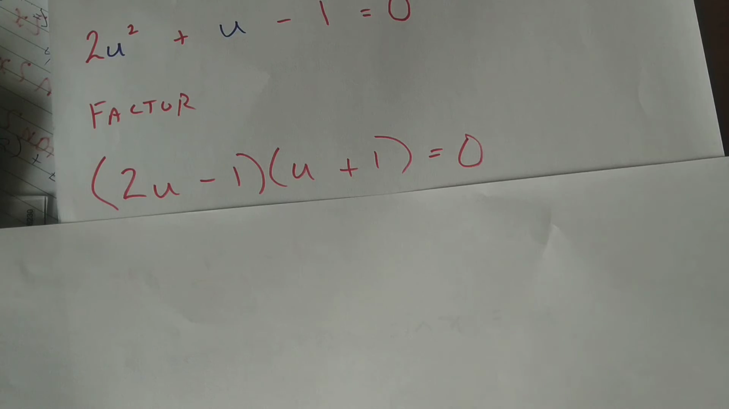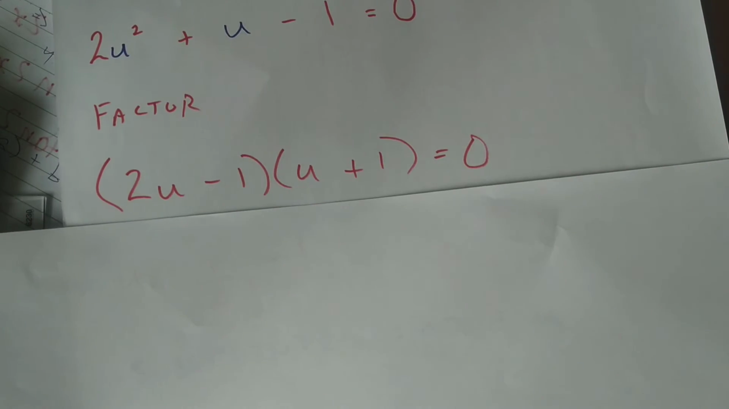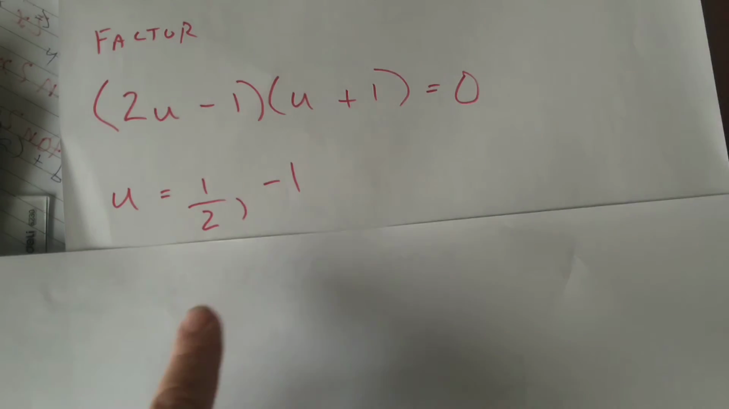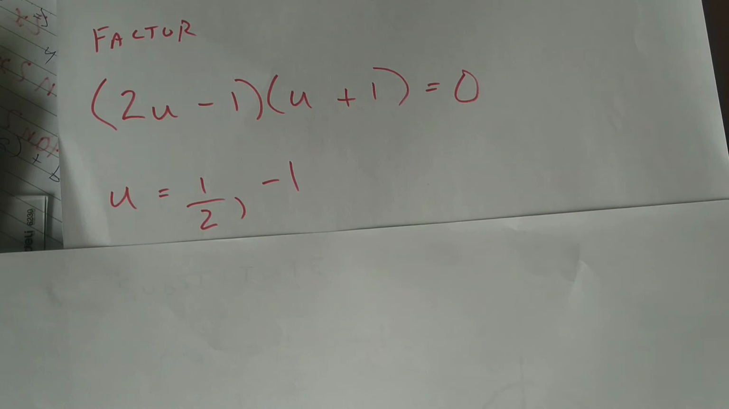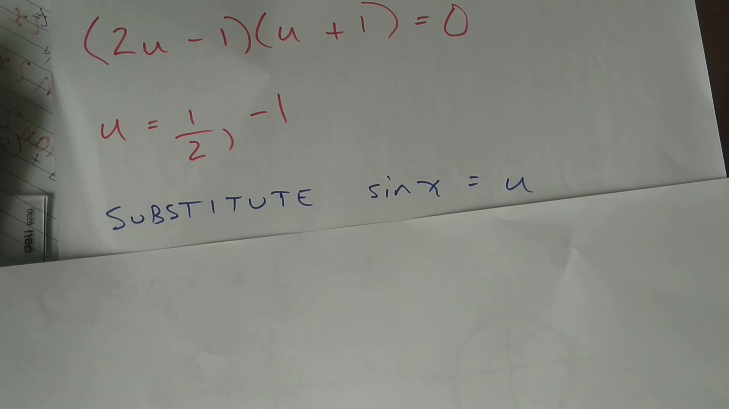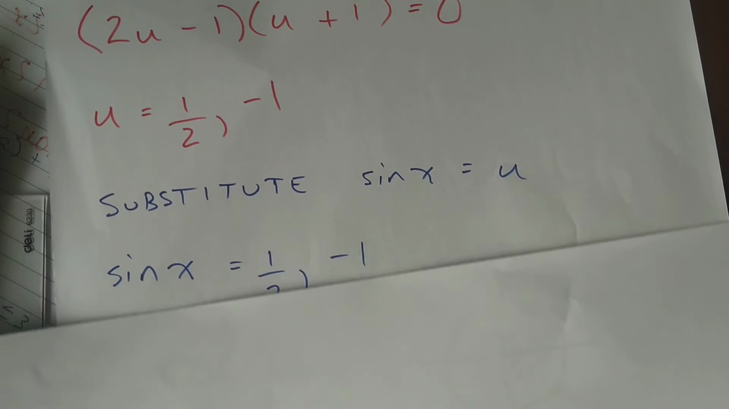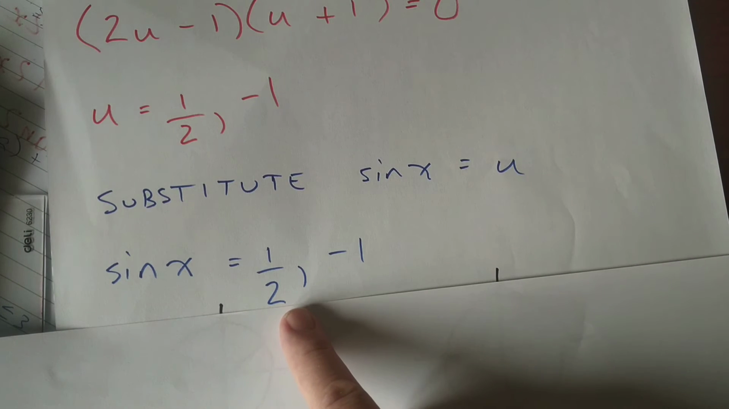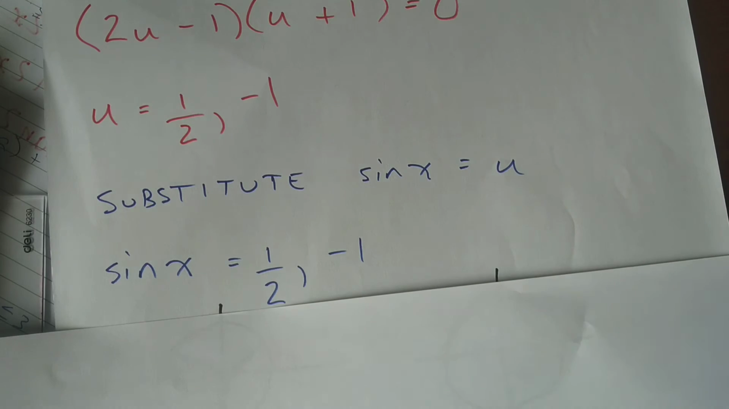And the next step, you're going to move the 1, you know what to do. I don't have to go through that process. So u is equal to 1/2 and negative 1. Substitute sine x back in. And here's what we get. So sine x is equal to 1/2. Sine x is equal to negative 1.